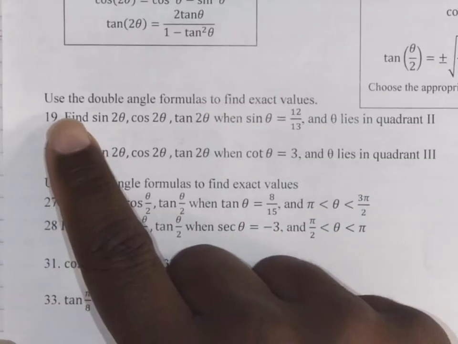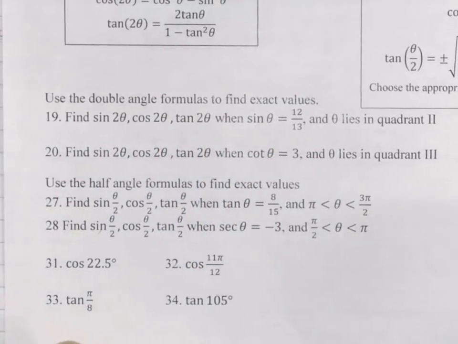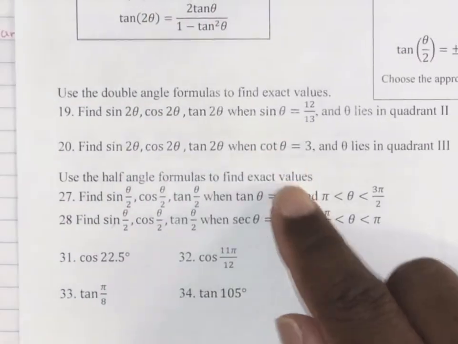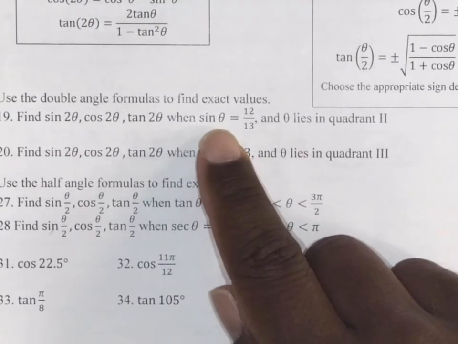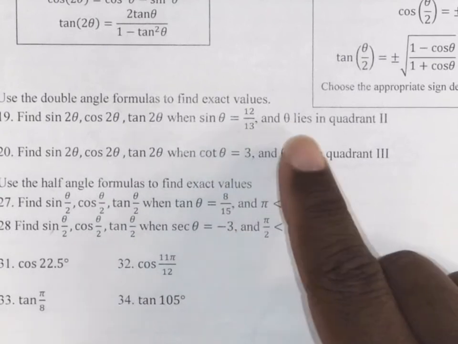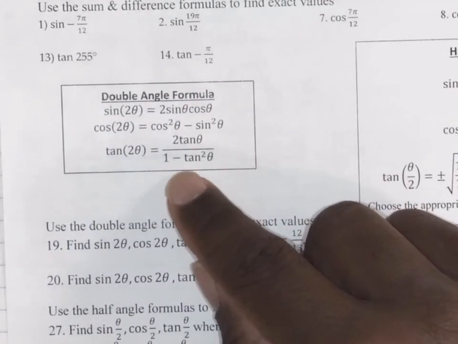All right, let's go to the next section. We're going to start doing double angle formulas. So number 19, we want to find the double angles. Use double angle formulas to find the exact values. And we start off with this situation. We got sine of theta equals 12 over 13, and then it tells us that this angle is in the second quadrant. So for double angle, we're using these formulas.